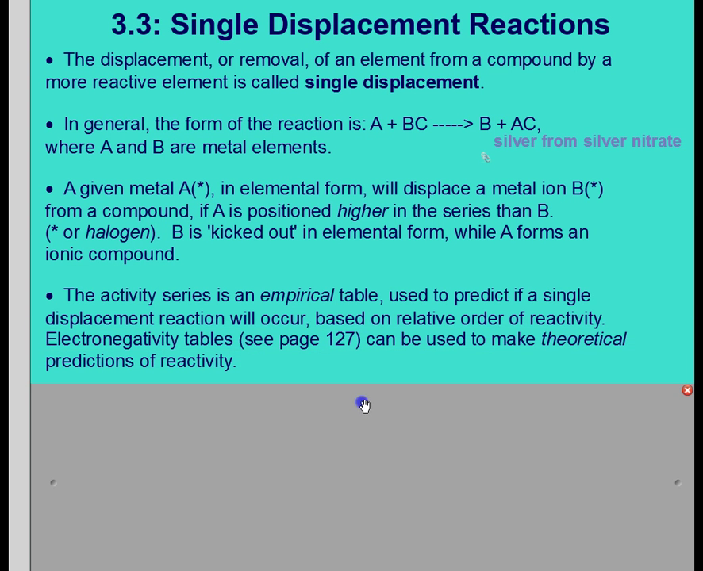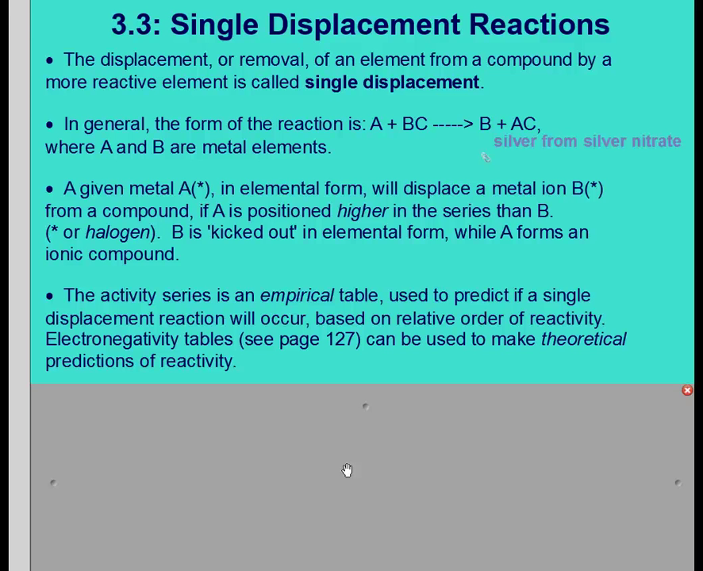Now the activity series is what's called an empirical table. So empirical referring to observational or gathered by experiment. And so it's used to predict, and it's useful if we're considering whether or not an element and a compound, when mixed, will undergo a chemical reaction. It's one thing to write the reaction equation, but it may not occur. So we will use this activity series to predict if a single displacement reaction will in fact occur based on that relative order of reactivity.